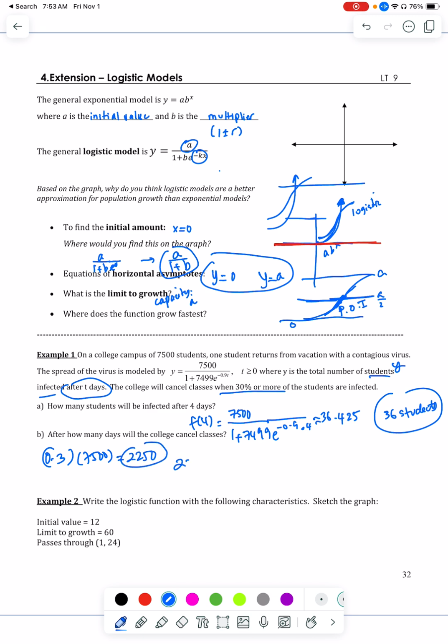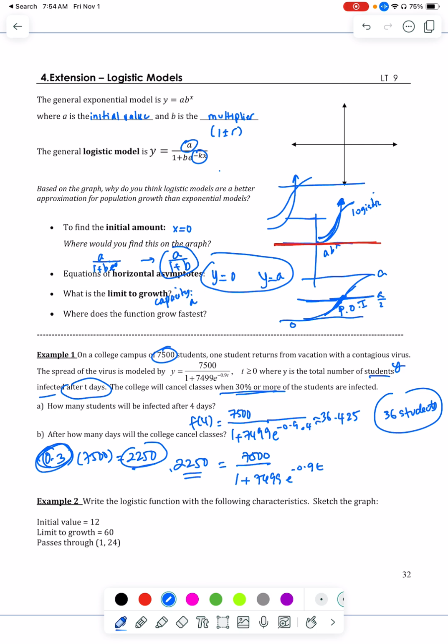So you're going to say 2,250 equals 7,500 divided by 1 plus 74.99 times e to the negative 0.9t. Remember, it says after 30% of the students or more are infected. So 30% of 7,500 is 2,250. You want that number to be equal to the formula, and you set it up and you solve. So maybe take a moment and see if you can solve this setup on your own. Pause the video, give it a shot, and then play again.